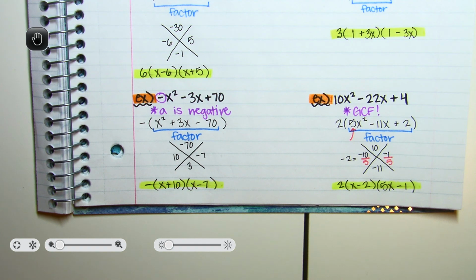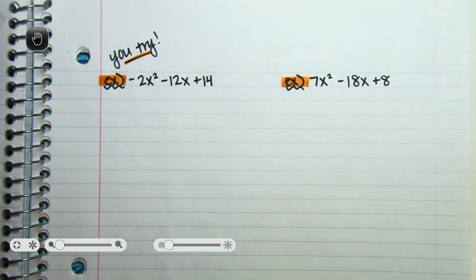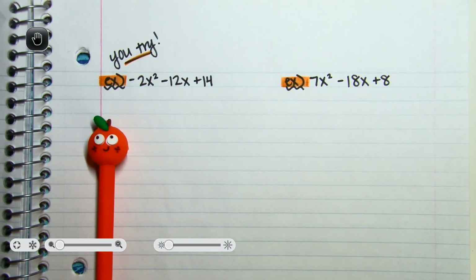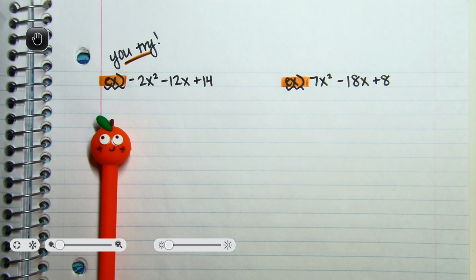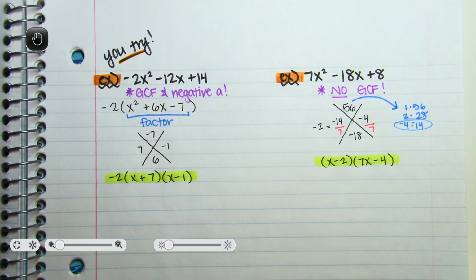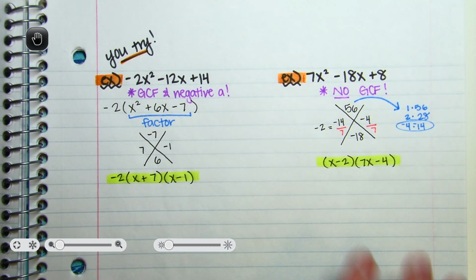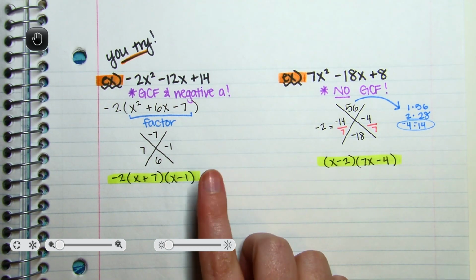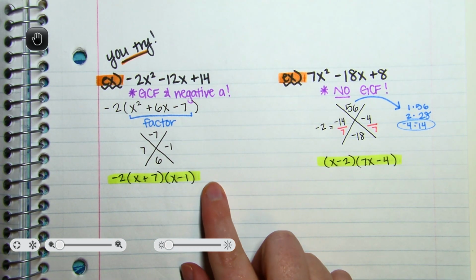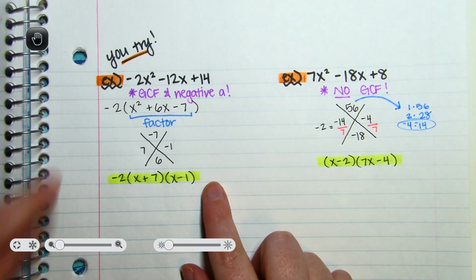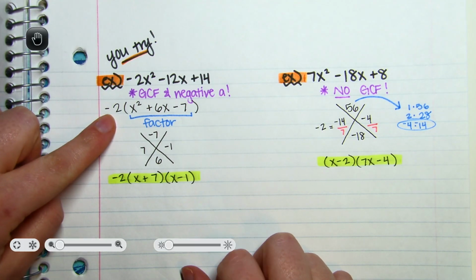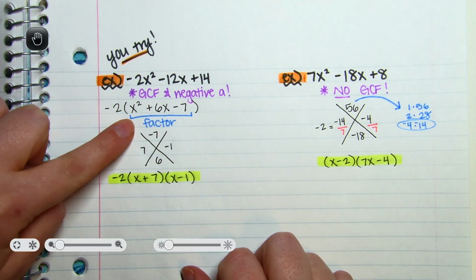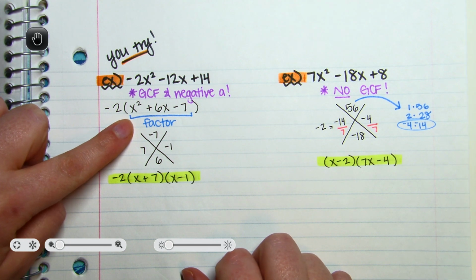All right. I want you to try the next two problems on your own. So go ahead and push pause, and then when you're ready to check your work, press play. Go ahead and check your answers to these last two problems. I want to point out that the first example had a GCF and your A value was negative, so you should have factored out a -2. And then what was left inside the parentheses that you factor, your A value was equal to 1.